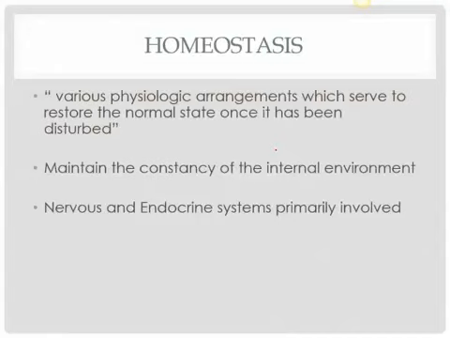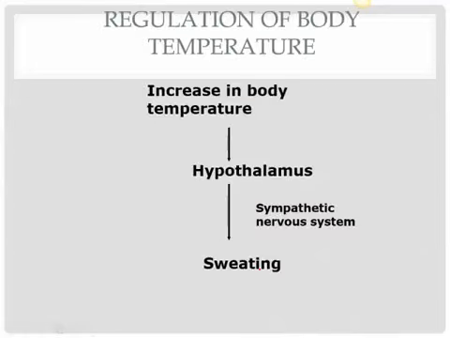When one system malfunctions, your homeostasis is disturbed and the body tries to get it back to normal. The two systems which are primarily involved in keeping your body's homeostasis constant are the nervous and endocrine systems. While all systems are involved, the nervous and endocrine systems are primarily involved in maintaining this constancy. So let's see some examples.